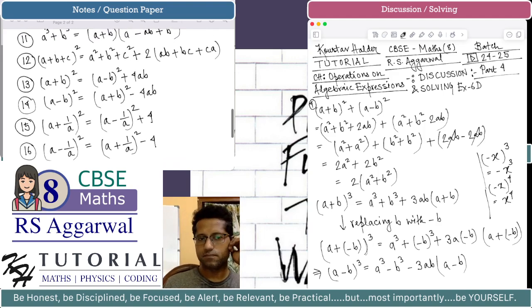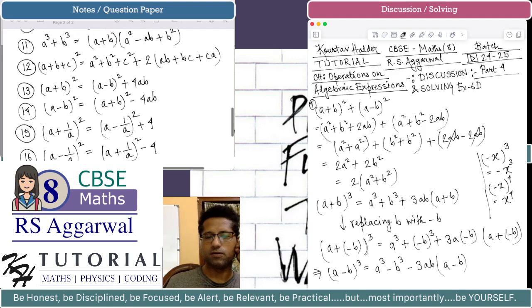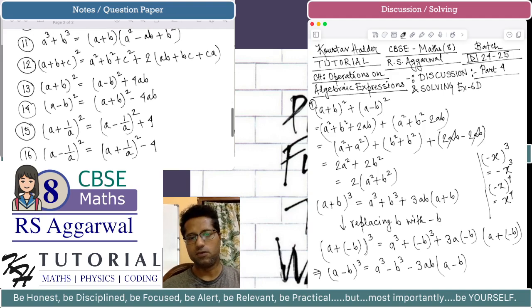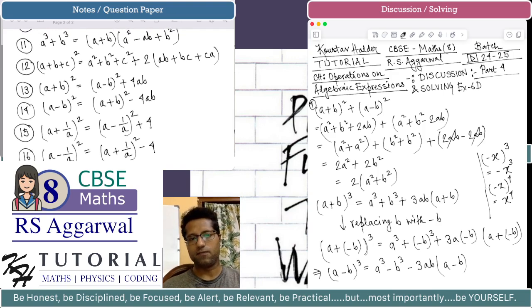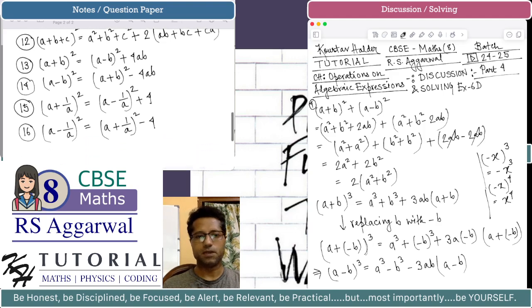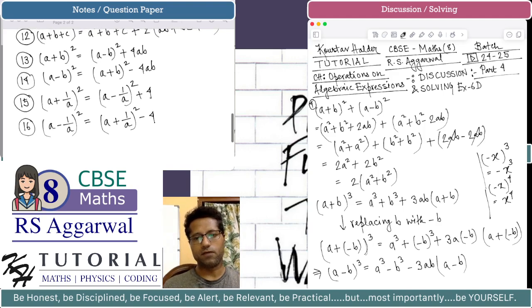You are expressing A plus B whole square in terms of A minus B and AB. So A plus B whole square is equal to A minus B whole square plus 4AB. Similarly, A minus B whole square is equal to A plus B whole square minus 4AB. So if you are given the values of A minus B and AB, you can find the value of A plus B. Or if you are given the value of A plus B and AB, you can find the value of A minus B. Now 15 and 16 are also very useful and interesting. It is a square of the sum of two numbers where the numbers are reciprocal of each other.